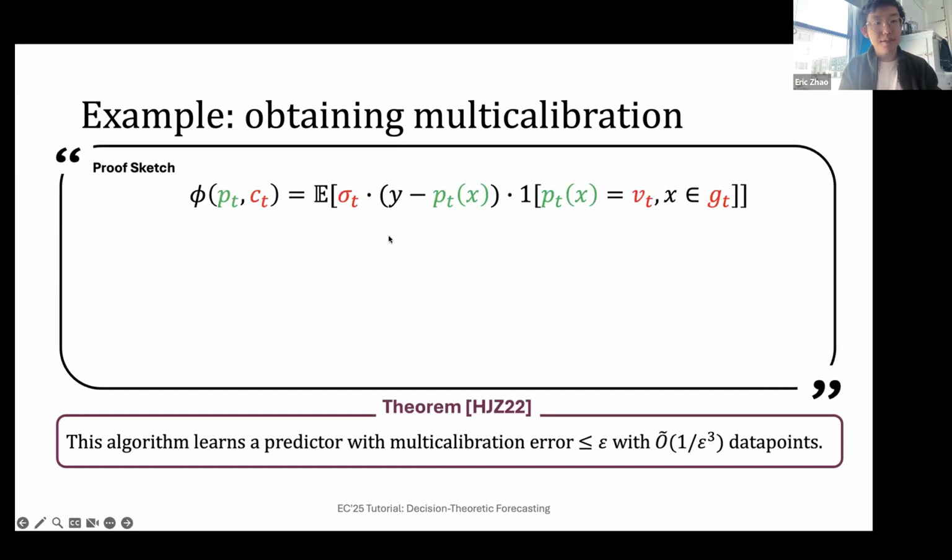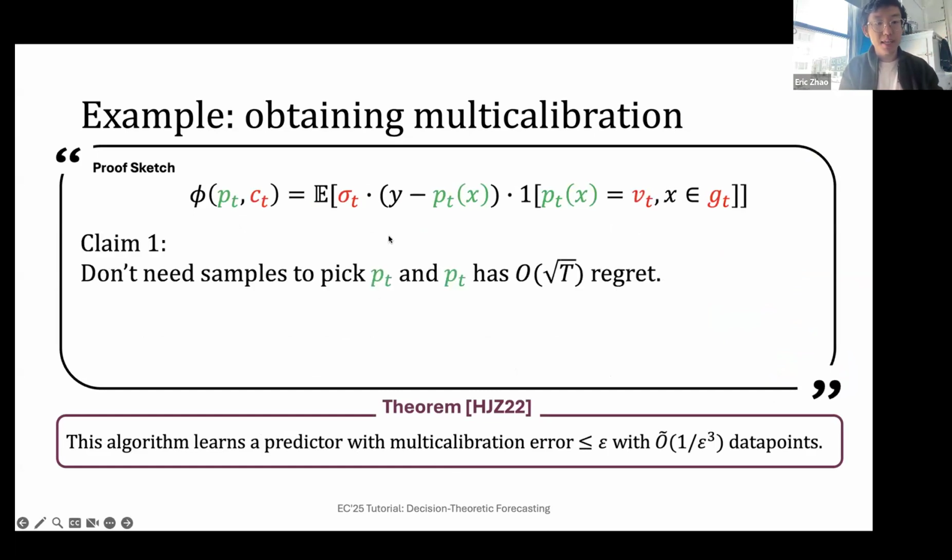And the reason for this is, I'm going to make two claims. The first claim is that in order to choose these predictors, I don't actually need to use samples, which might be a bit surprising, and I'll justify that in a second. But I do need about square root T iterations. My regret will be square root T, so if I want epsilon regret, I need to set big T to be at least 1 over epsilon squared.